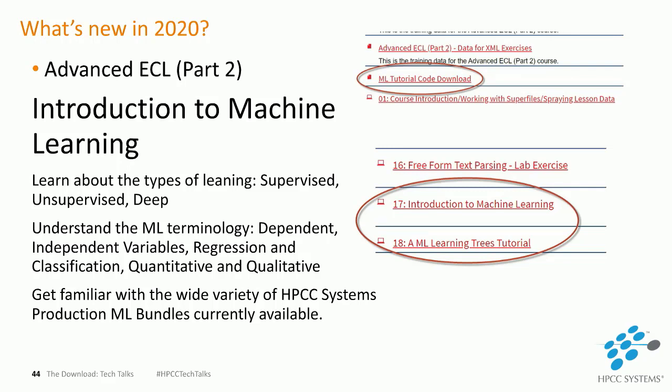It talks about the terminology: supervised, unsupervised, and deep learning, also dependent and independent variables, regression and classification, quantitative and qualitative. So this first lesson is just more of an introduction to the terminology. If you've never used machine learning, just before we dive into the machine learning bundles, it gives you a ground zero of a basic understanding of the terms and what we're going to be doing in machine learning.